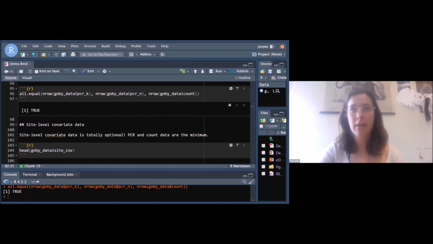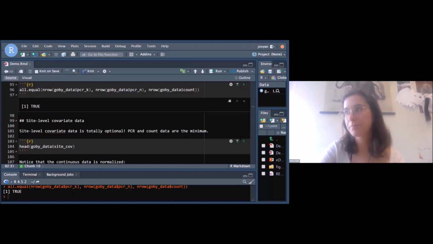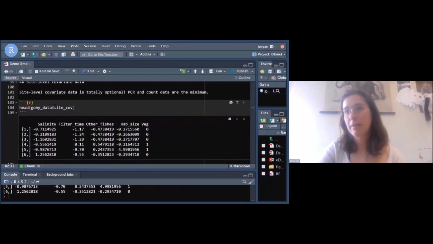This data set also has site-level covariate data, which is optional, but it's useful for demonstration purposes here. So looking at the top of this matrix, the authors collected data on salinity, filter time, which is the time it took for the water to filter through the filters, the density of other fish, the habitat size, and this vegetation covariate, which is the presence or absence of vegetation.